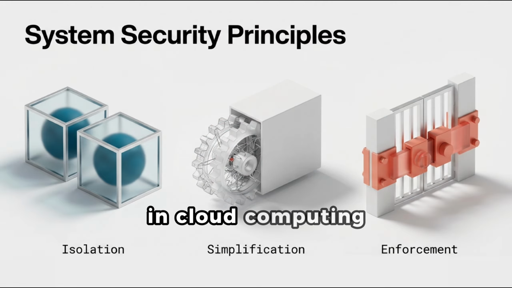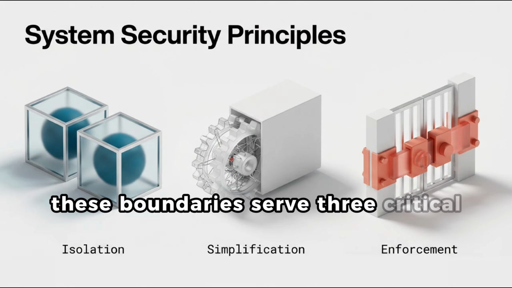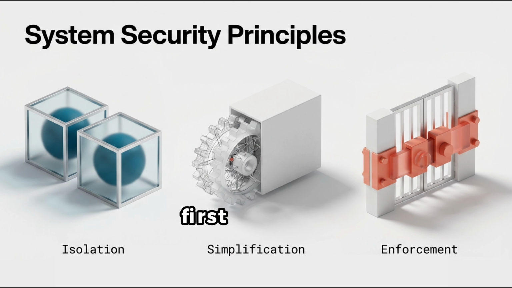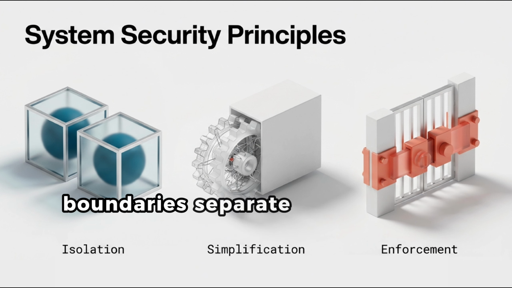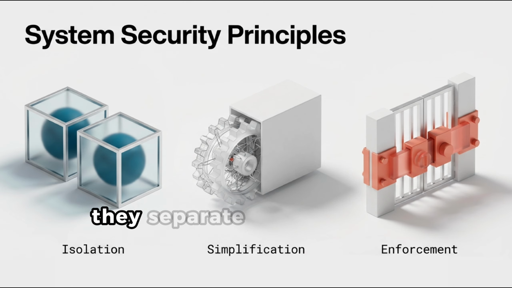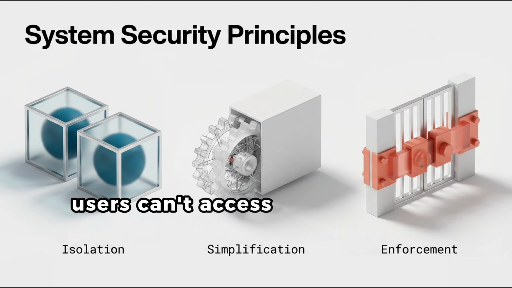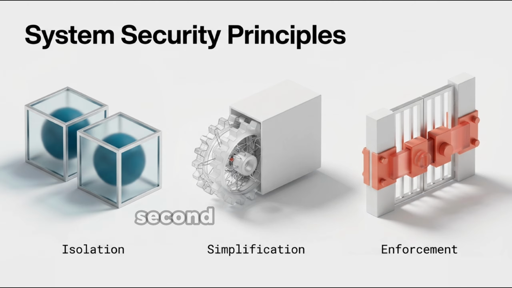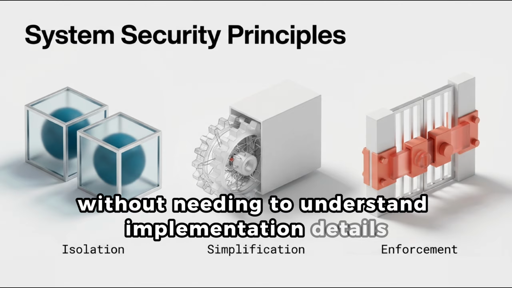In cloud computing, these boundaries serve three critical functions. First, isolation. Boundaries separate tenants from each other, ensuring your workloads can't access or interfere with other customers' systems. They separate privilege levels, ensuring low-privilege users can't access high-privilege operations. Second, simplification. Boundaries hide complexity. Everything below the boundary is invisible, letting you work with simpler abstractions without needing to understand implementation details.